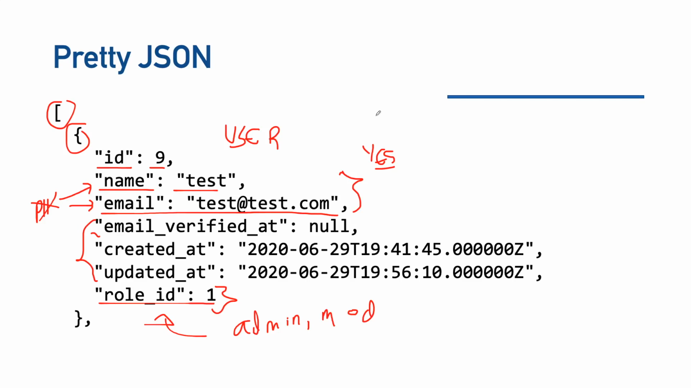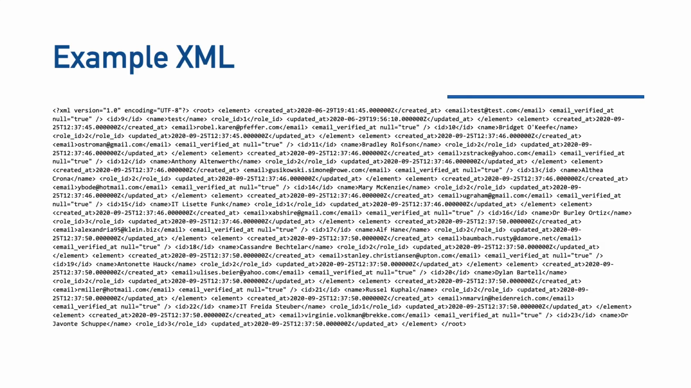Well, we can make a case against name and email perhaps. We can make a case for role ID. The dates, probably not, although maybe that can tell you a little bit about how old an account is, though that's likely not pertinent information. So that's how we might handle it. Let's have a look at some XML then. This is the same data in XML form.